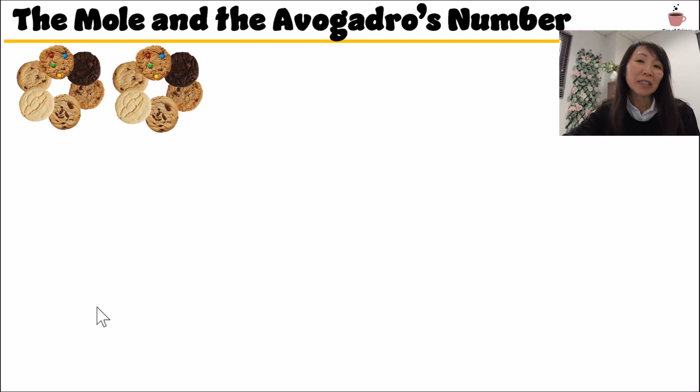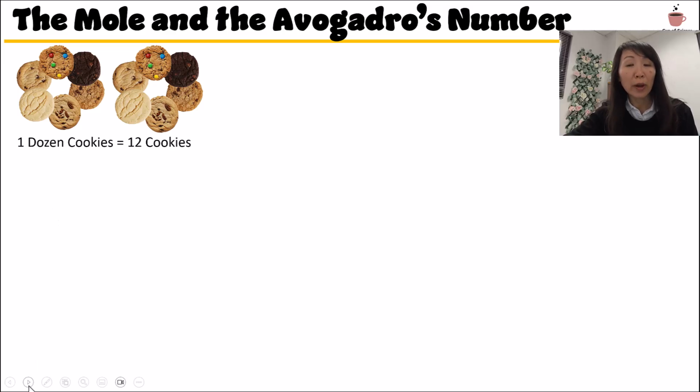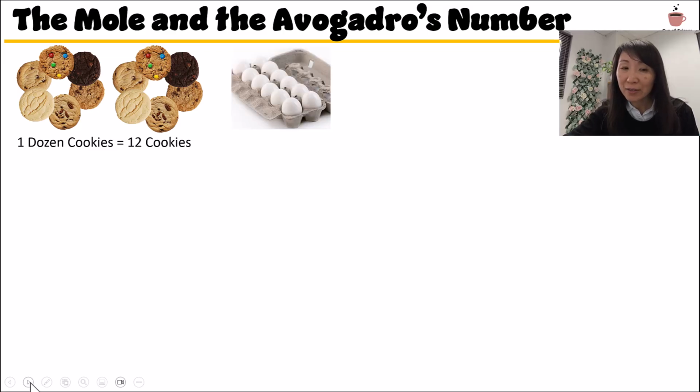In this video, we're going to be talking about moles and the Avogadro number. If you look on the left here, there are cookies. There are a total of 12. So I can say this is 1 dozen of cookies. So 1 dozen of cookies equal 12 cookies. If you have 1 dozen of eggs, then you would have 12 eggs. So this word dozen carries the weight of the number 12.